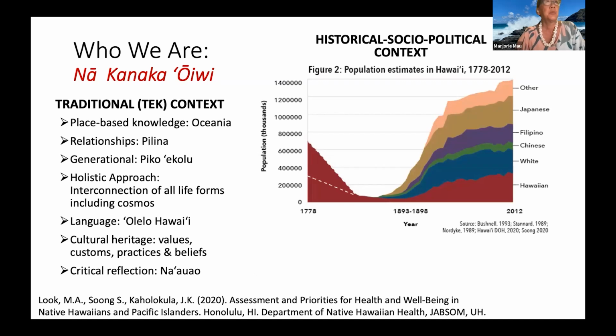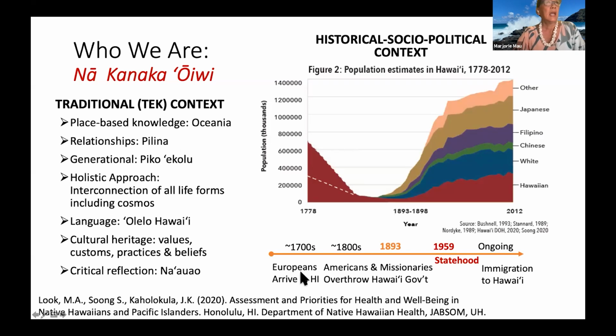In terms of the historical socio-political context, it's important to recognize that 1778, the birth of the United States of America, was happening. This is reported to be the number of Native Hawaiians that lived in Hawaii. And about the 1700s, Europeans arrived first, followed by Americans. And then in 1893, Americans illegally overthrew the Hawaiian government.